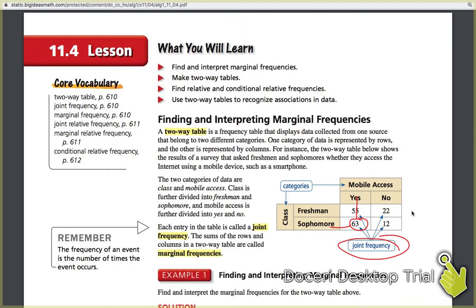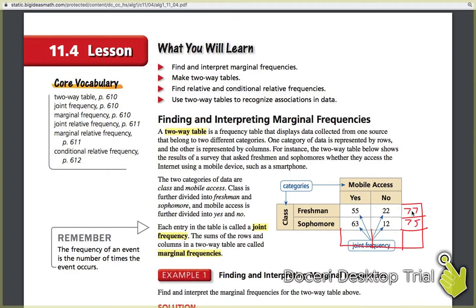The sums of the rows and the columns are called marginal frequencies, and we don't have marginal frequencies on this, but if we did, you'll see it later on, it's going to look something like this, where it's basically just the totals. It's the sum of those numbers. So we would have 77 there, adding the 55 plus the 22. 63 plus 12 gives me 75 there.